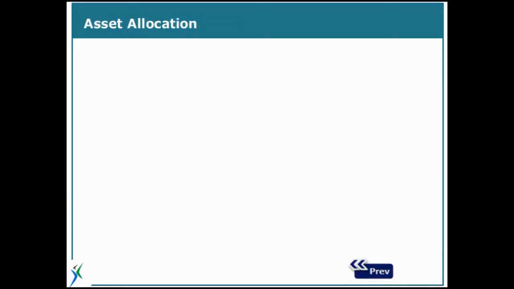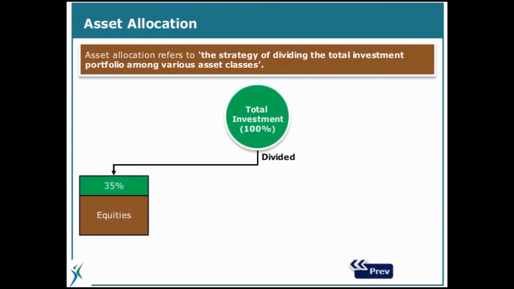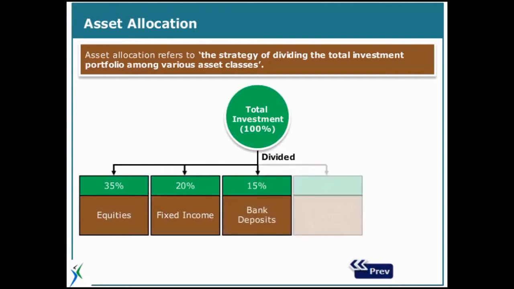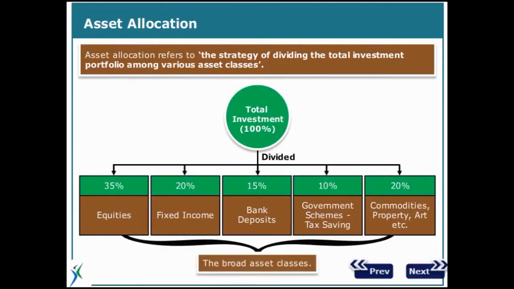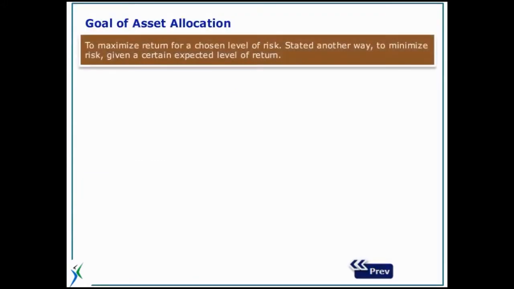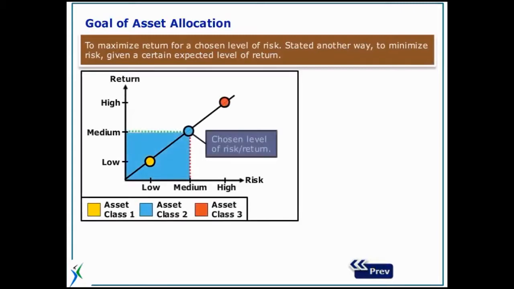What is asset allocation? It is an organized and effective method of diversification of investment. The main goal of asset allocation for a client is to maximize return for his chosen level of risk.